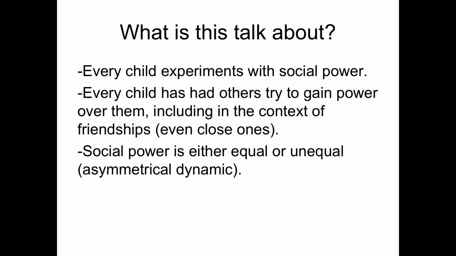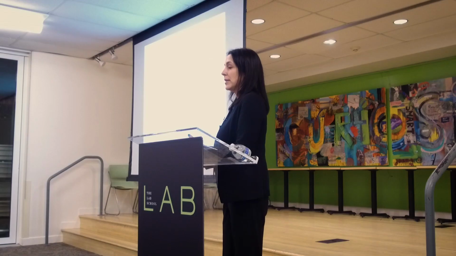Okay, so every child experiments with social power. Every child has tried to gain power over others and have had others try to gain power over them, even in friendships. So you can have social dynamics come up in friendships where someone is a close friend and maybe you're part of a group of 3 and suddenly you realize that they're sort of making moves without your agreement, and that's a form of social power. But basically, we think of it as either equal or unequal.